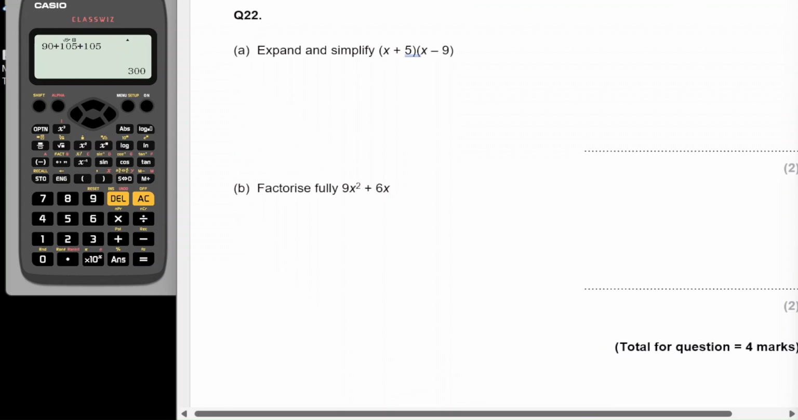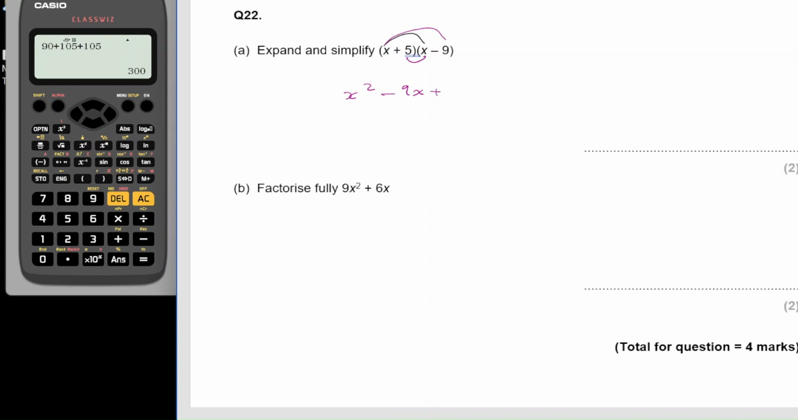Question 22, expand and simplify. So we're looking to expand this. That would give us x squared. That would give us minus 9x. This would give us 5x. And this would give us minus 45. If you use a different method to that, that's absolutely fine. There's lots of methods out there. I'm very fond of the grid method, but it just takes a bit longer.